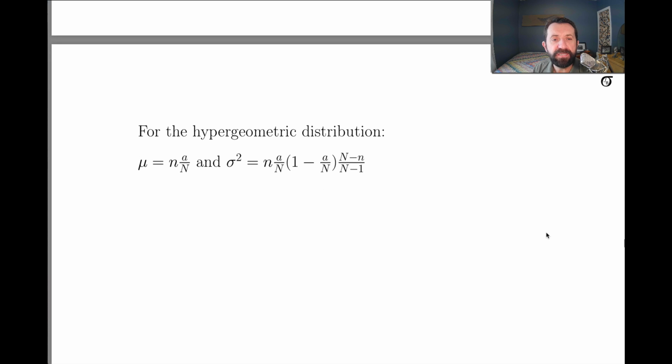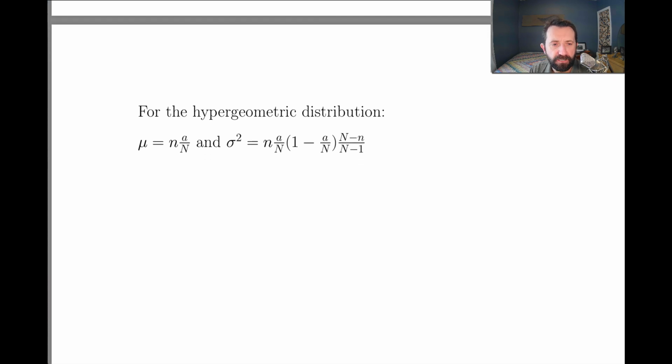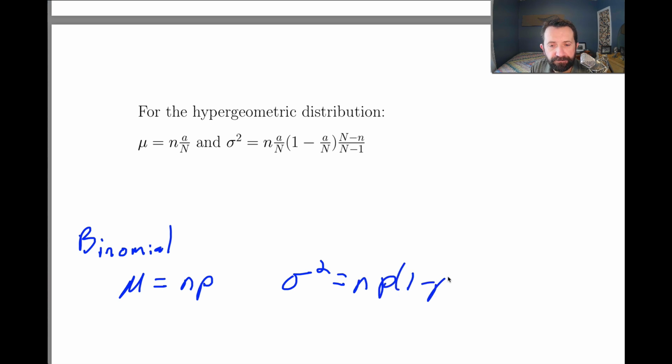Now, the mean and the variance. We might remember one fundamental thing here. We'll relate that to the binomial. For the binomial random variable, the mean is n times p. And our variance is n times p times 1 minus p. Okay, that's a fundamental thing we talked about for the binomial random variable. P is your probability of success on any individual trial for the binomial.